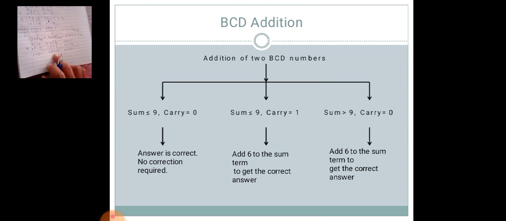Now you can see here sum is greater than 9. Sum is greater than 9, carry is generated. So you have to add 6 over here because it is also invalid BCD. Here you can also find sum is greater than 9, carry is 0. That means third case. So you have to add 6 into these 3 results because these 3 all are invalid BCD, right?